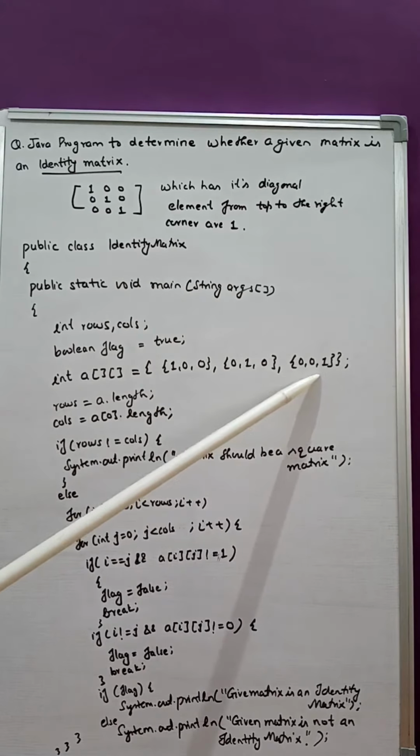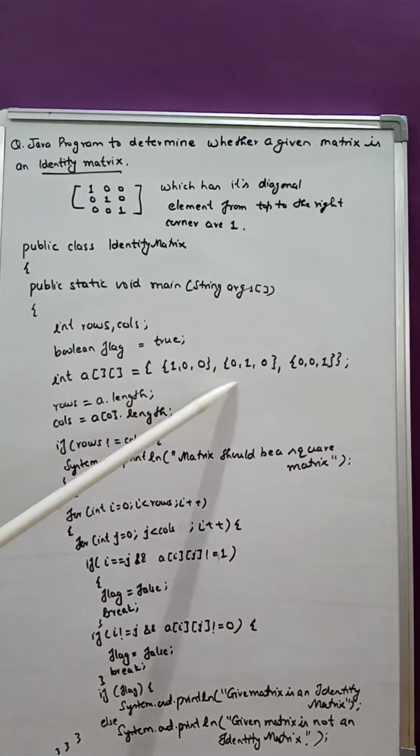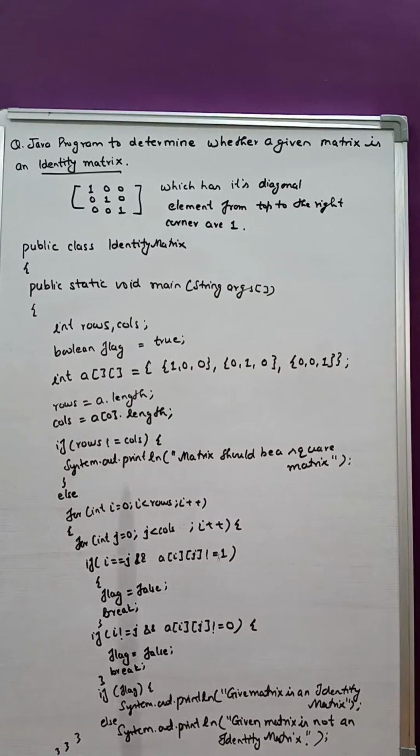So we have provided the value. The same matrix that we have drawn over here is taken as the input, right? So this is the way you will be getting the inputs for the array. Now the next thing to do is to find the number of rows and columns. To find the number of rows, you will write a dot length, and to find the number of columns, you will write a of 0 dot length. In this way, you will be able to find the value.